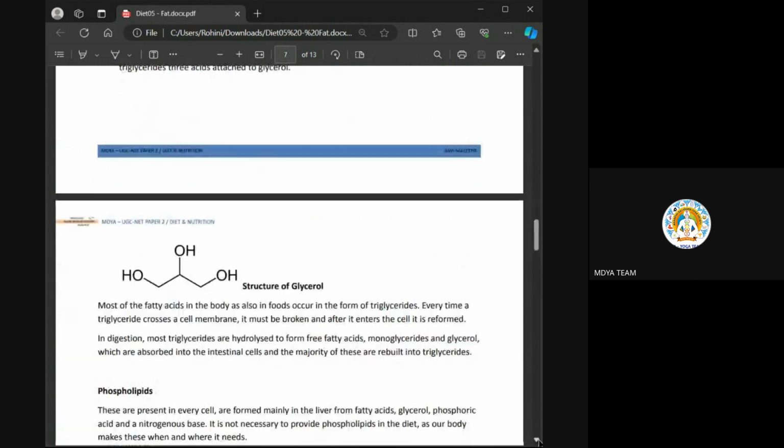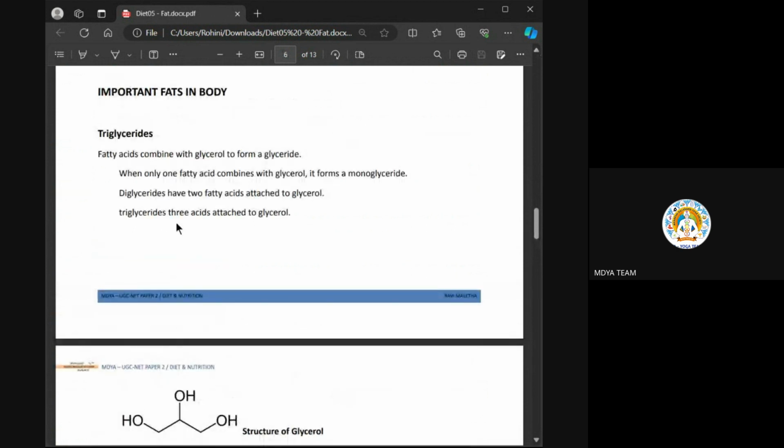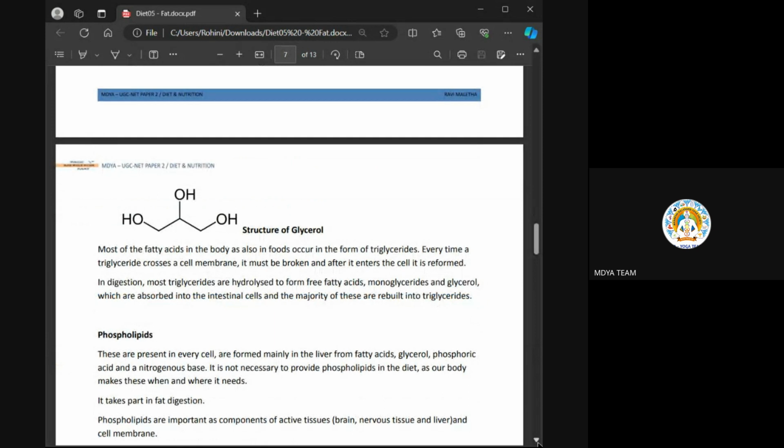This is the structure of glycerol, which gets attached with the fatty acids. Most of the fatty acids in the body and also in food occur in the form of triglycerides.